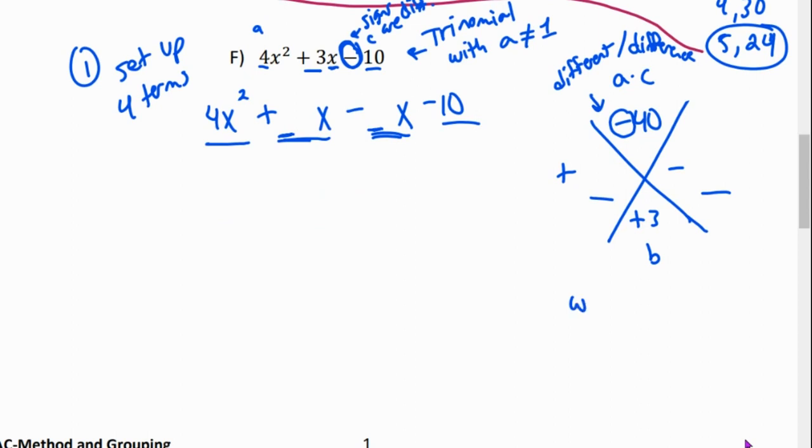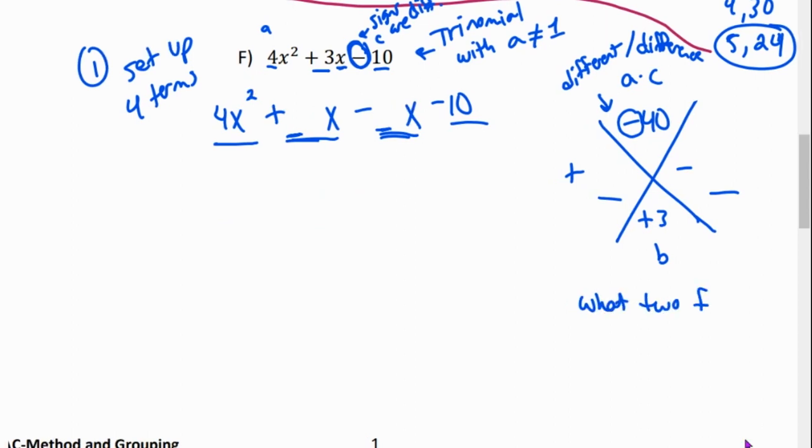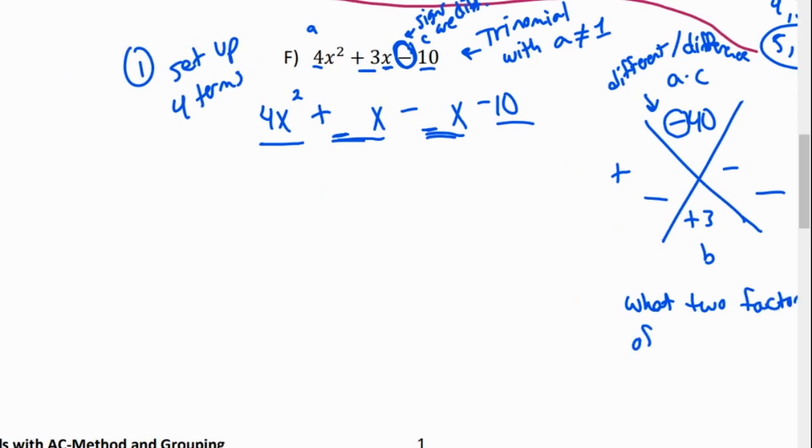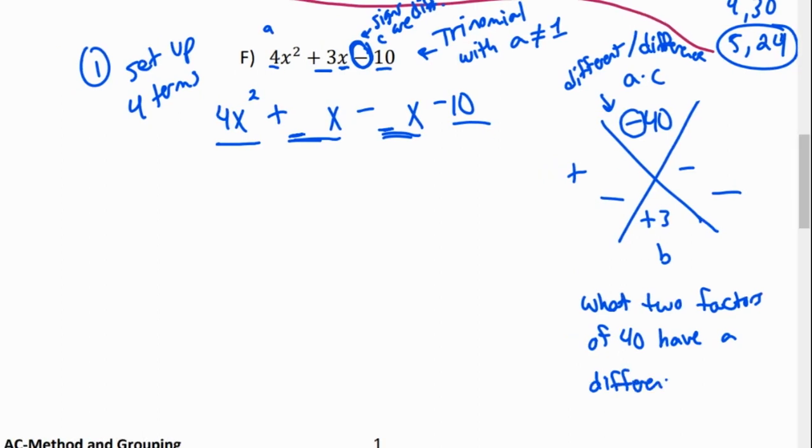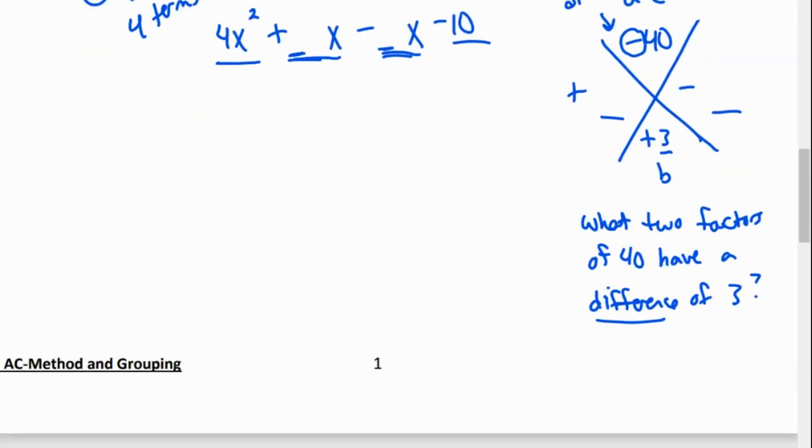So what 2 factors of 40 have a difference of 3? So if you look at your factors of 40, which pair has a difference of 3? If you subtracted them, you would get 3. 8 and 5.